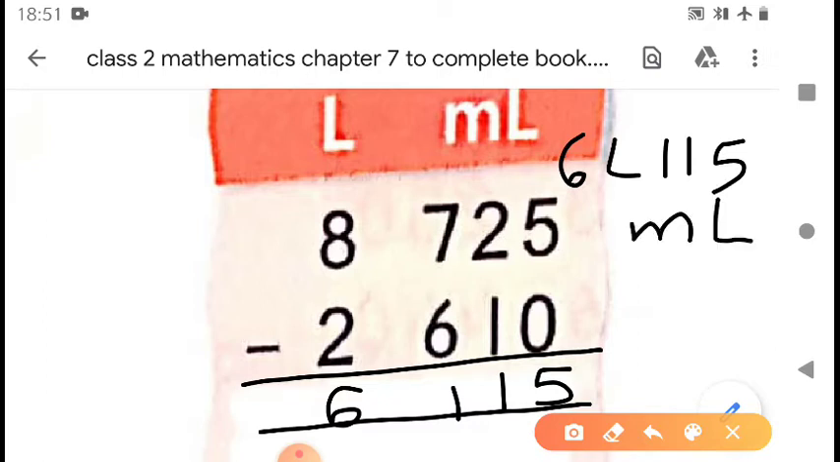And you can check the answer. 5 plus 0 is equal to 5. 1 plus 1 is 2. 6 plus 1 is 7. And 6 plus 2 is 8. So your subtraction is correct.